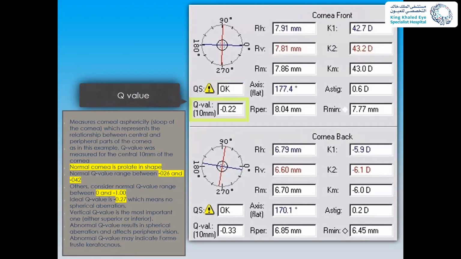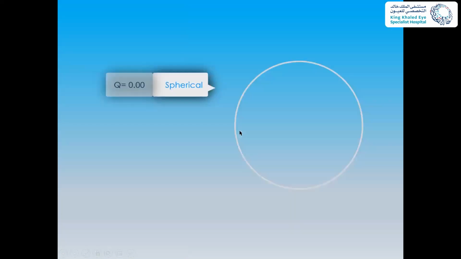What is the Q value? Q value is the asphericity of the cornea. The cornea is not a sphere, it is prolate. It is steeper in the center, and in the periphery it goes flatter. Normal values range from -0.26 to -0.42. It could be even a little longer, and some people say even up to -1 is normal. But the ideal Q value is -0.27.